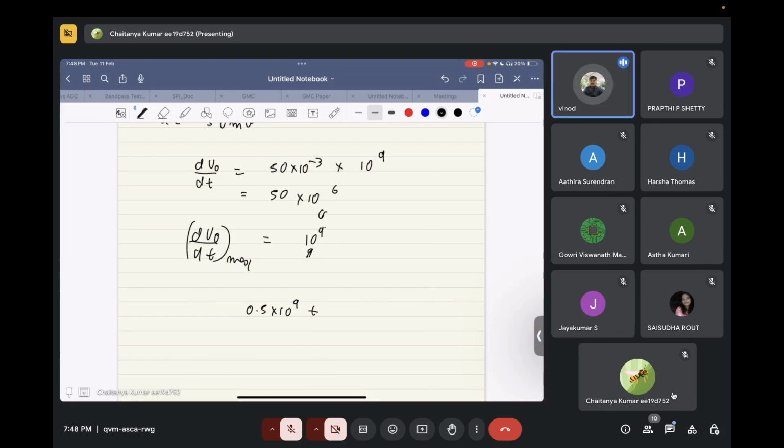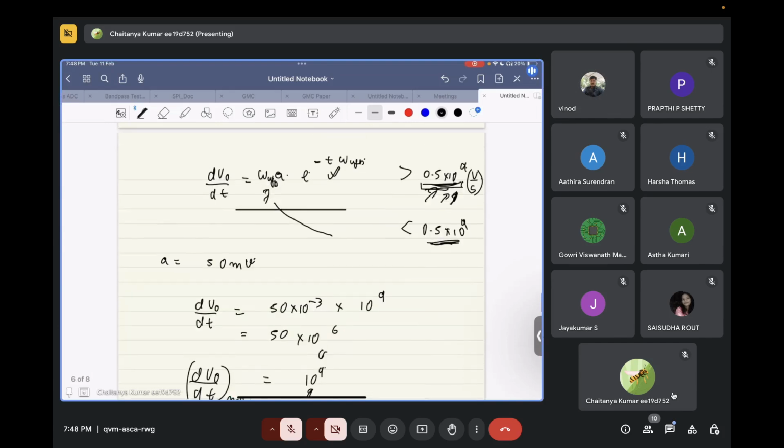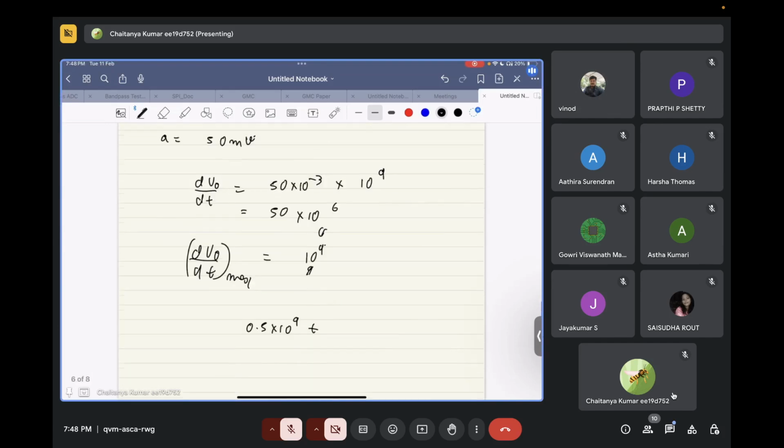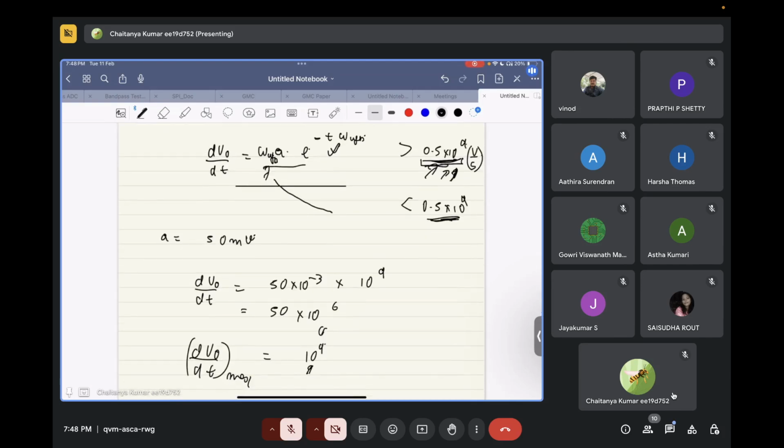Okay, and it will rise like this till the time the voltage reaches 0.5 volts. So after the voltage reaches 0.5 volts, in this particular equation, what will happen?